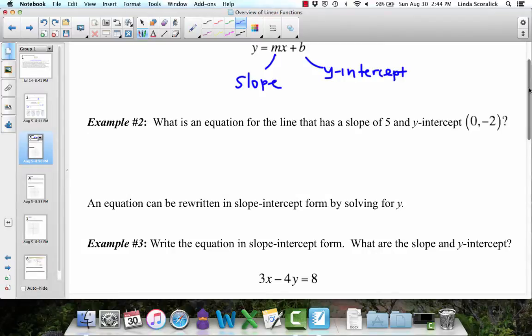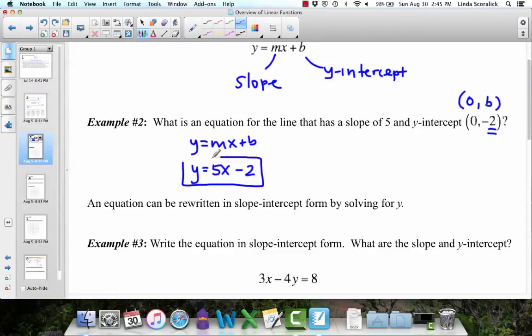So let's look at example 2 here. What is an equation for the line that has a slope of 5 and a y-intercept of (0, negative 2)? What we really care about here is the fact that this ordered pair is (0, b). So it's this second value that we really want to work with. So using our y equals mx plus b form and plugging in that slope of 5 and that y-intercept of negative 2, we would get y equals 5x minus 2.